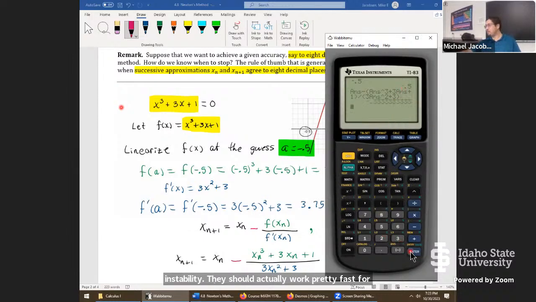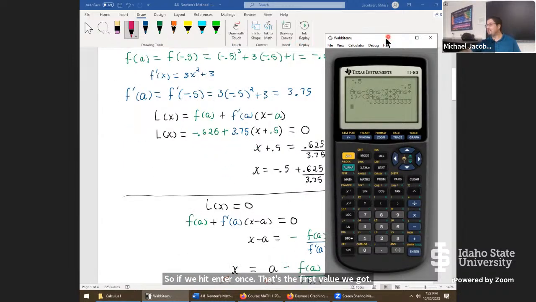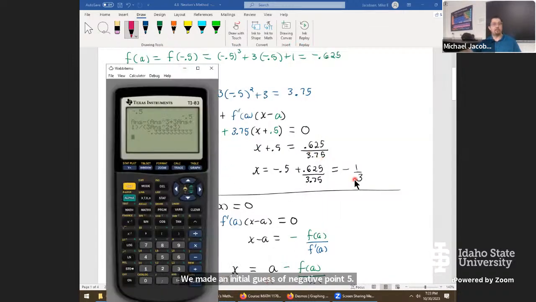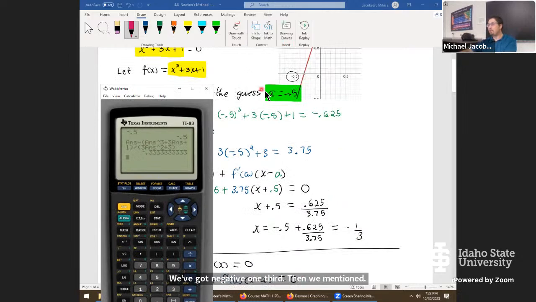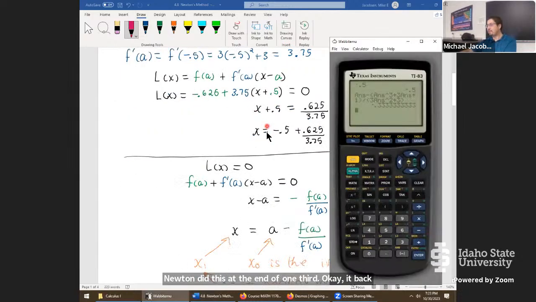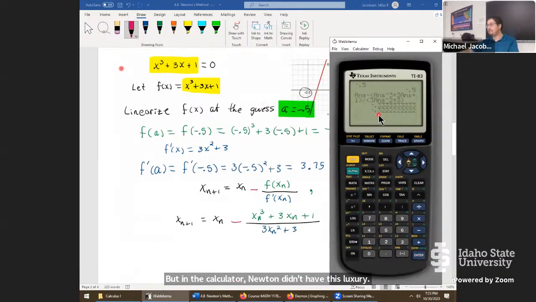So if we hit enter once, that's the first value we got. We made an initial guess of negative 0.5. We linearized, we solved the linearization equation, and we got negative 1/3. Then we mentioned Newton did this. Take negative 1/3, plug it back at the top and run the whole process. But in the calculator, Newton didn't have this luxury. You can just press enter. There's the next refined answer.